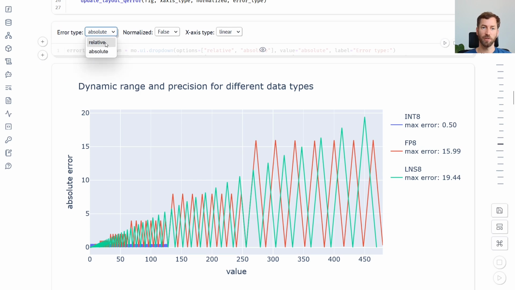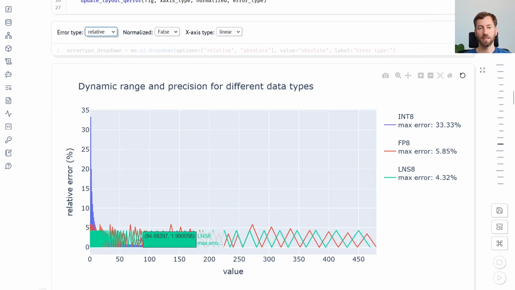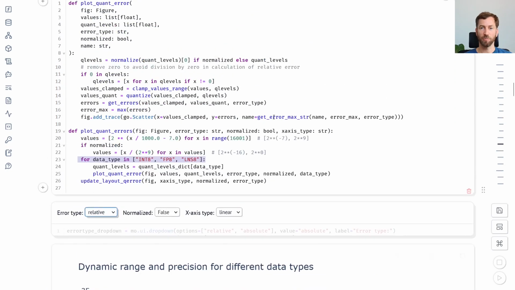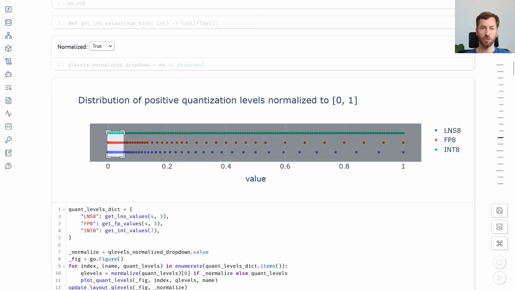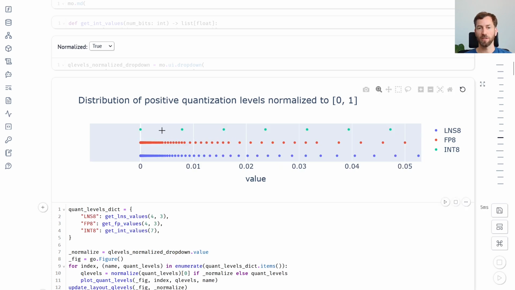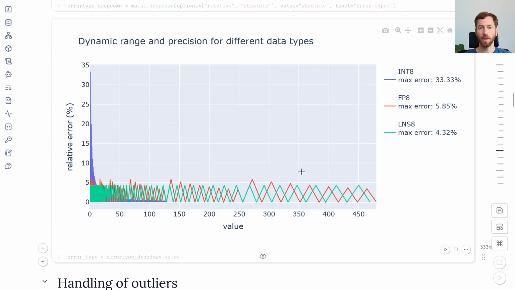If we now look at the relative error, we see that the relative error increases for small values for the integer data type. This can also be explained in this view above. Let's reset it and let's now zoom into small values. Here we see that there are only very few quantization levels for the integer data type, which results in large relative errors. The relative error is rather small for floating point and logarithmic data types and is smallest for the logarithmic data type, because here we have this pure exponential distribution.